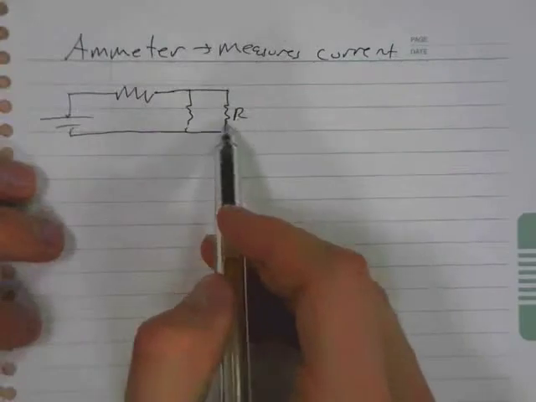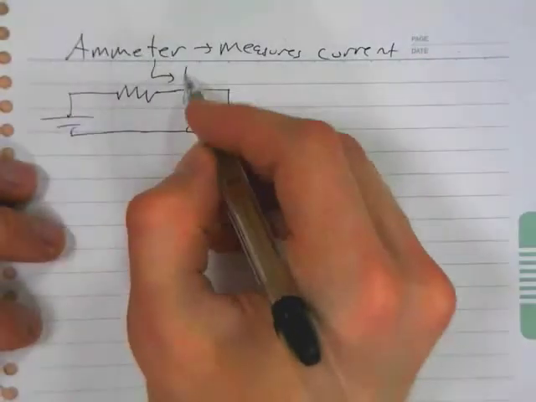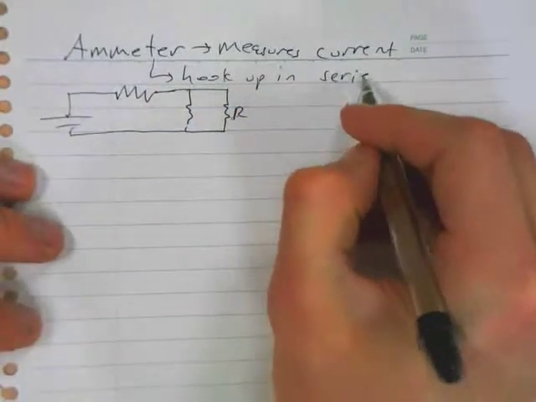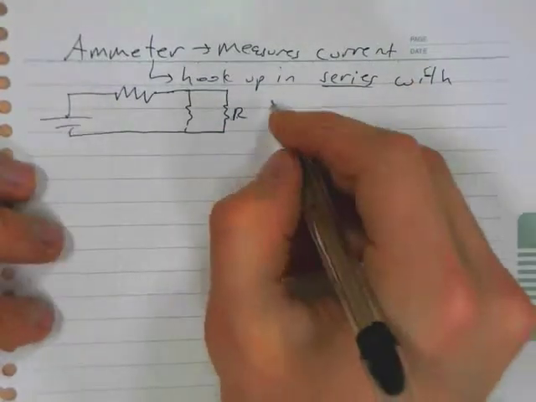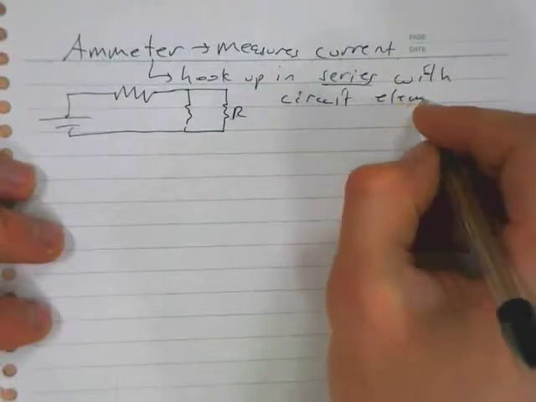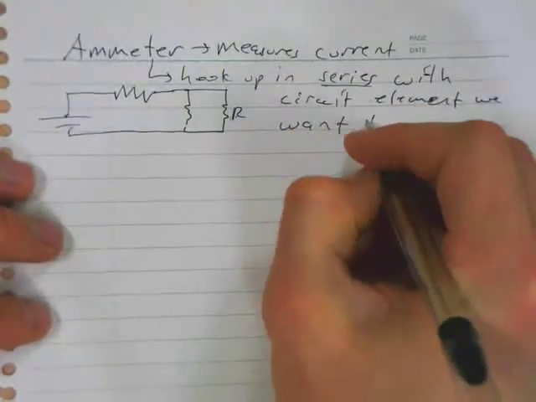And if we want to know the current going through this resistor, then that means we want to hook the ammeter up in series with that resistor. With the circuit element, we hook it up in series with the circuit element we want to know the current through.